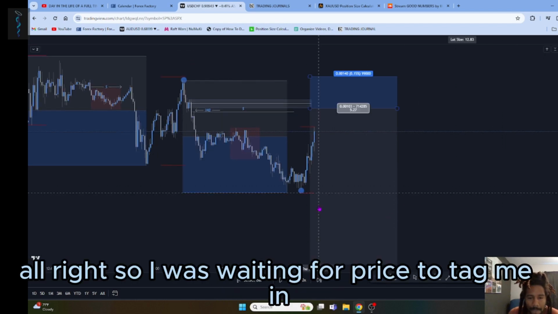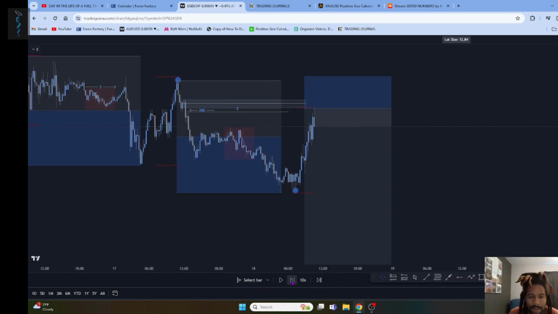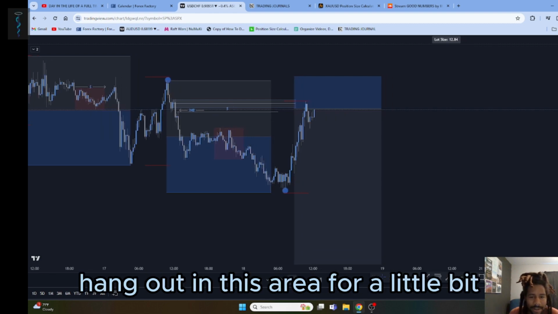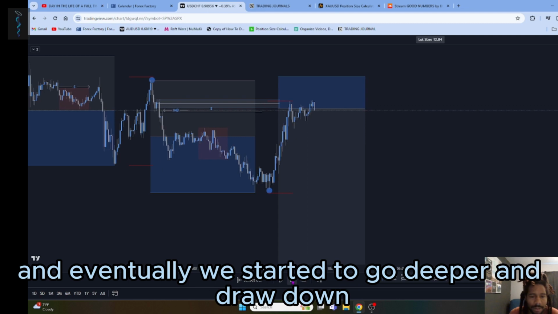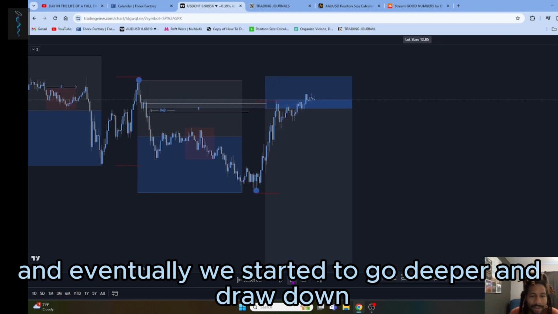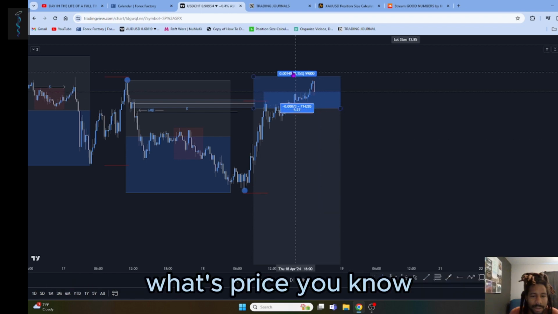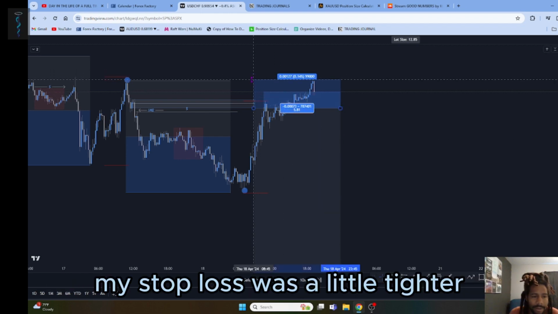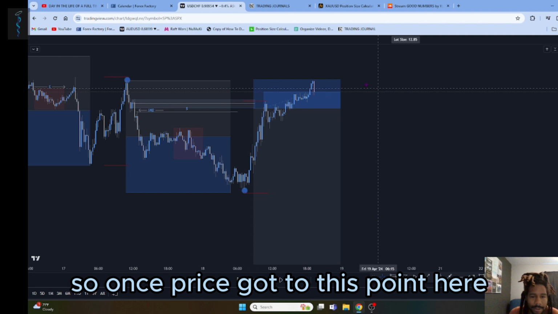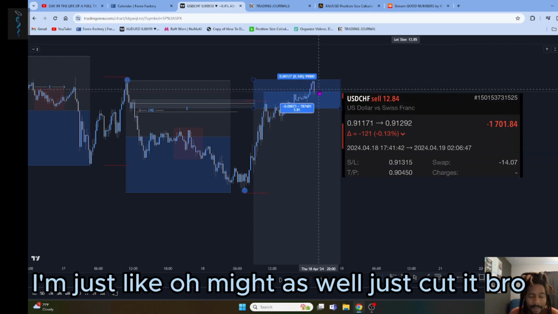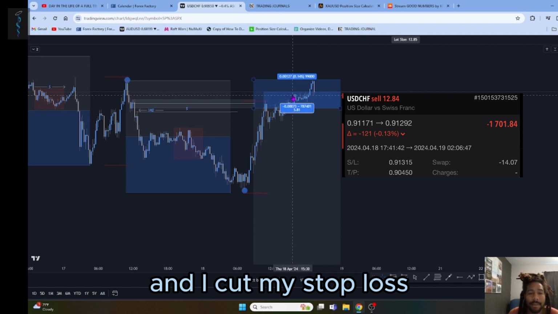All right, so I was waiting for price to tag me in. Price gave me that tag in, so price started to hang out in this area for a little bit. Then eventually we started to go deeper and draw down. My stop loss was a little tighter, a little closer to the wick. Once price got to this point here, I thought, I might as well just cut it. And I cut my stop loss.